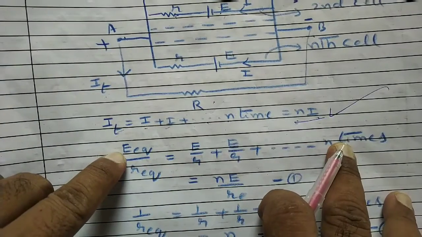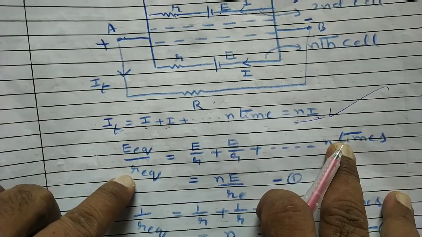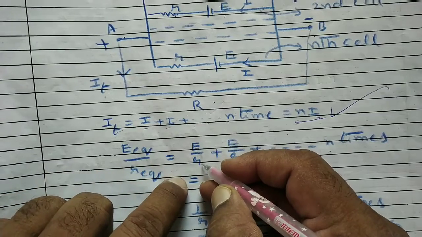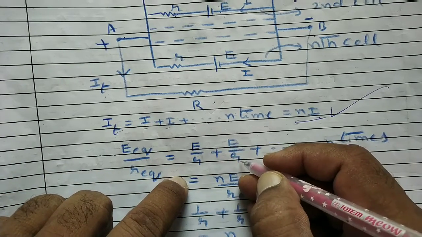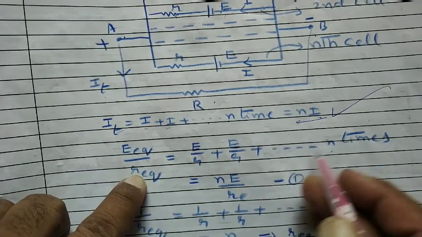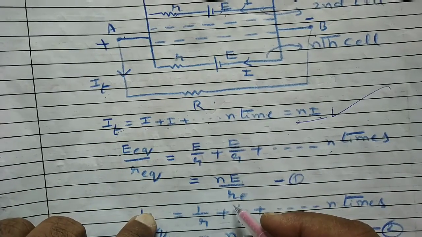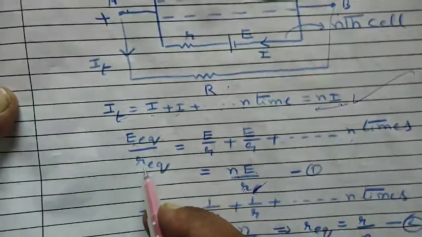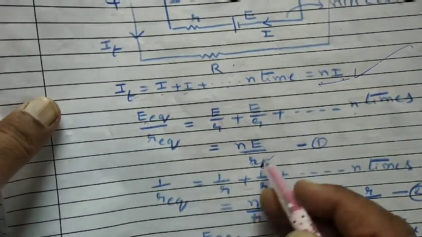What is that? Equivalent EMF by equivalent internal resistance is equal to individual EMF by individual internal resistance plus individual EMF by individual internal resistance. Like that you have to extend till n times. So this can be written as n times of E by R. And here, equivalent EMF by equivalent internal resistance is this.